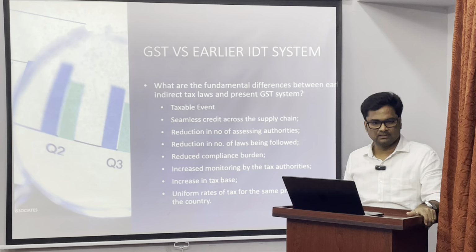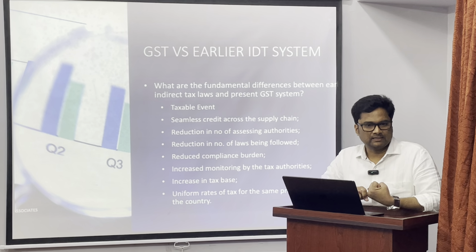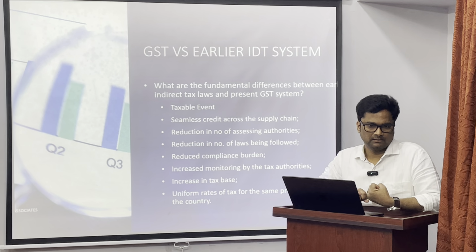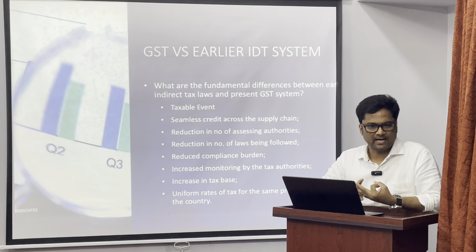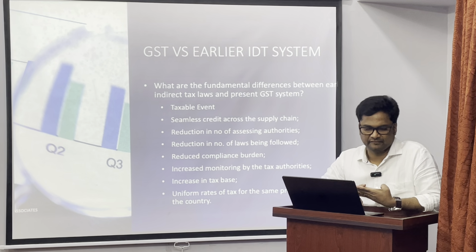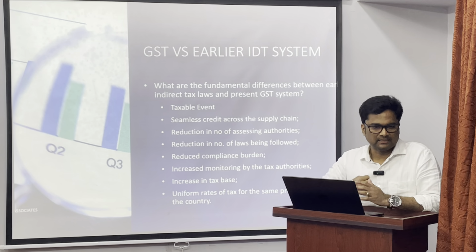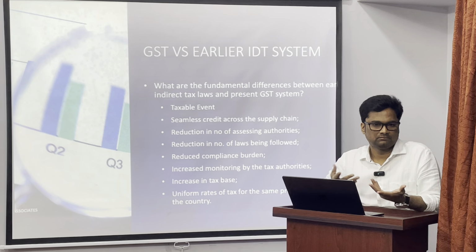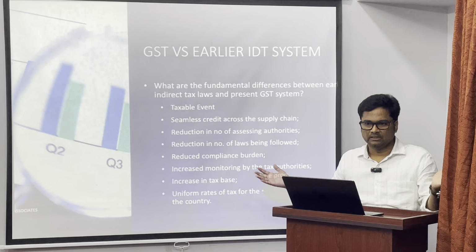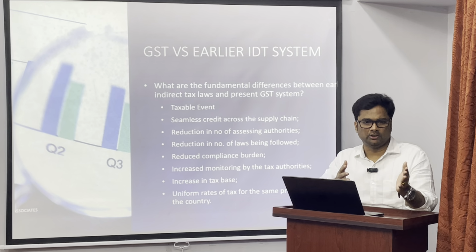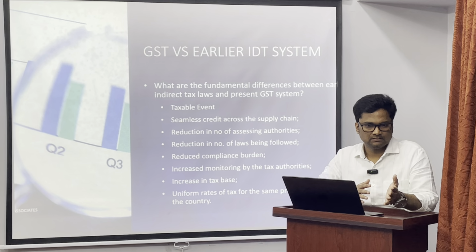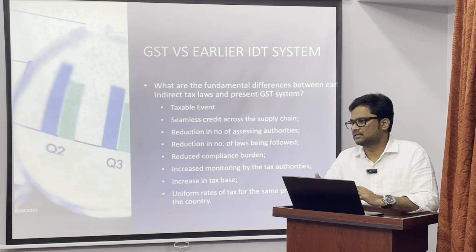Reduction in the number of assessing authorities. Central excise, one authority. Service tax, a different authority. VAT, a different authority. CST, a different authority. Entry tax, luxury tax, octroi. Now, it will come to at least one to two: state authorities, central authorities. State GST authorities, central GST authorities, at least.